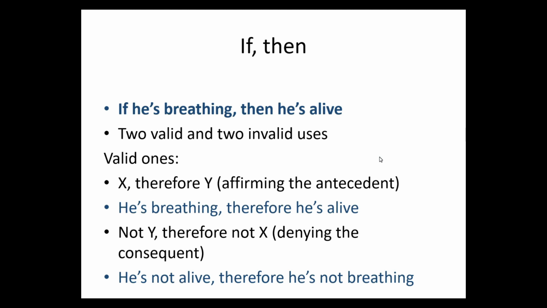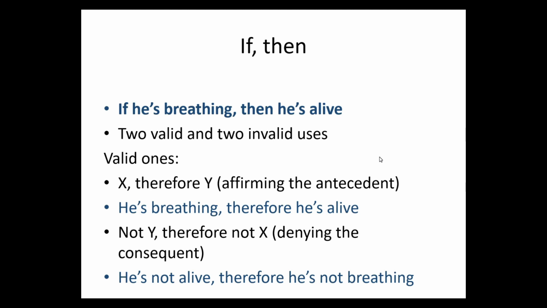Your two valid inferential uses of the if-then logical relation are: you can A the A, affirm the antecedent, say yes to the if, then yes to the then, and you can D the C, deny the consequent, say no to the then, no to the if. You can A the A and D the C.